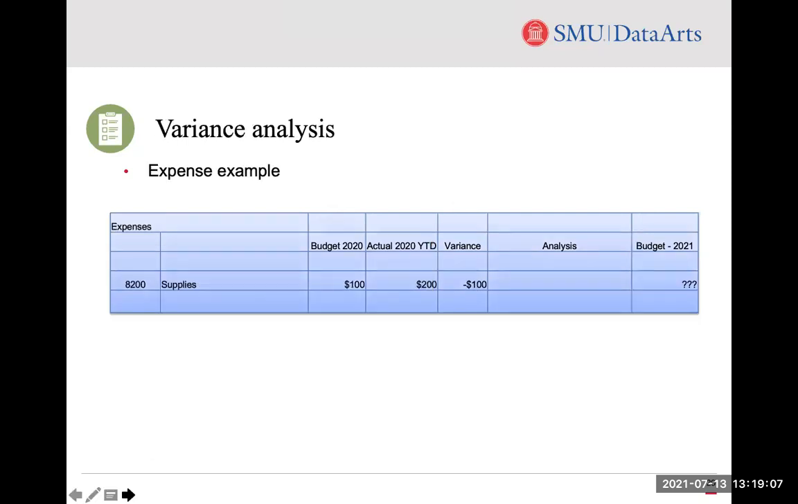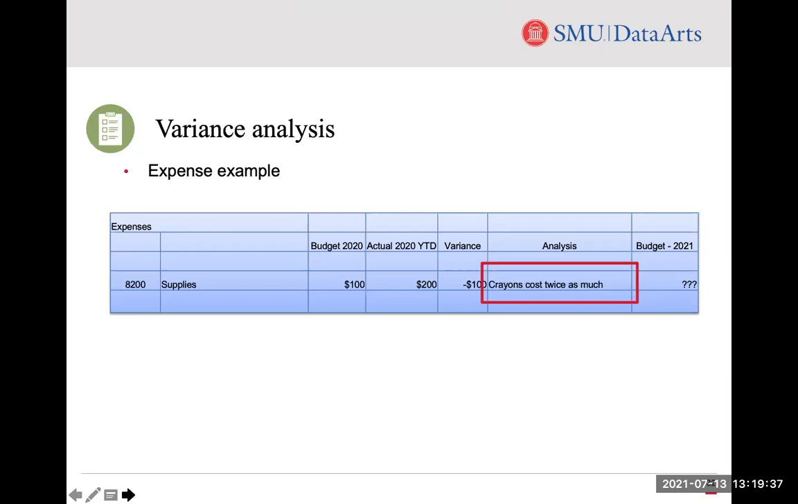Here's an example using expenses. If you budgeted to spend $100 on program supplies, but you actually spent $200, the variance, or the difference between those two numbers, is negative 100. You spent $100 more than you thought you would. Here's the analyst part. Did you spend more money because you forgot to budget for some of the supplies that you needed?